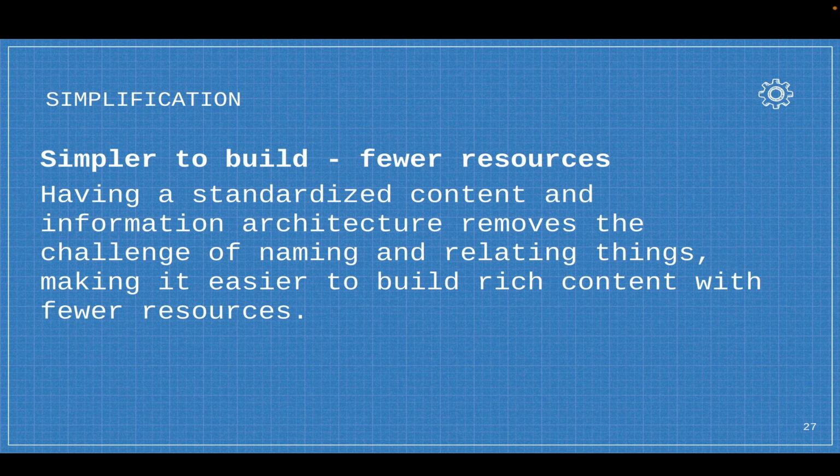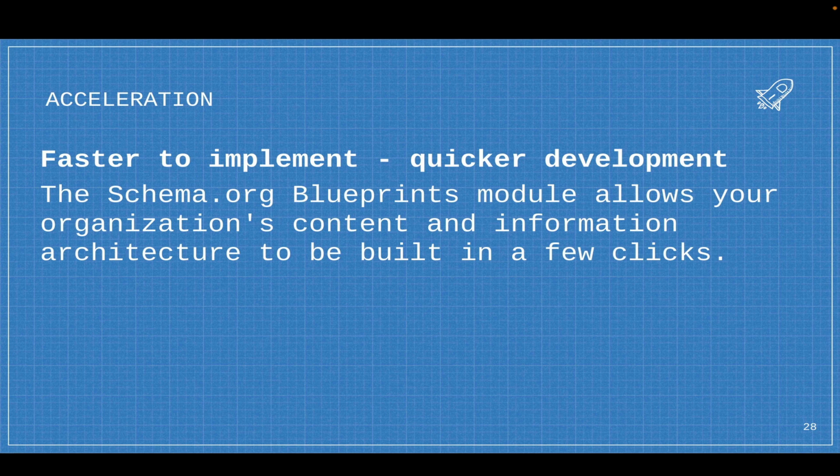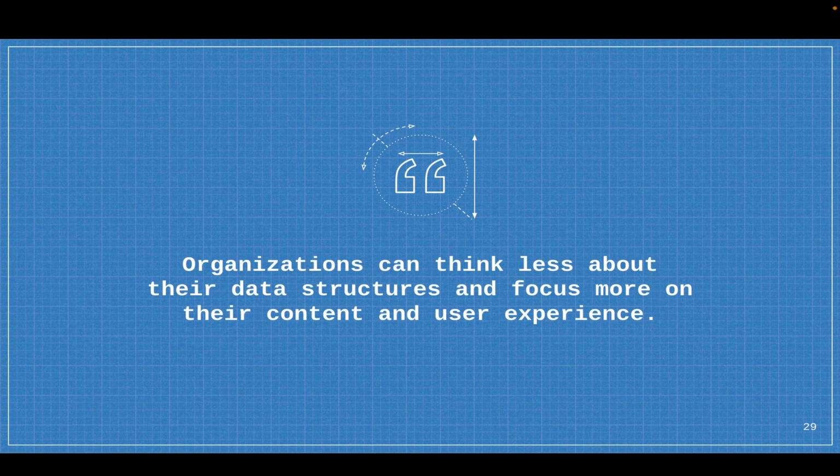Frankly, it's fewer resources. I've seen complex architectures with massive sites, 100, 200,000 page sites, 32, 40 content types, that take weeks to build. In this case, you have an information architect come in, figure out the relationships they want to pull from schema, and you build it. Acceleration: I think this all leads to it being faster to implement, quicker to develop. The Schema.org Blueprints module allows your organization's content information architecture to be built in a few clicks. Organizations can think less about their data structure and focus more on their content and user experience.